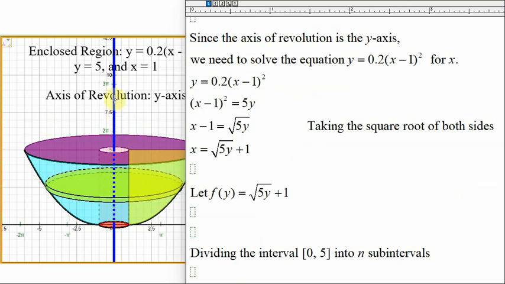Since the axis of revolution is the y-axis, we need to solve this equation here for x. Multiply both sides by 5, and we get (x minus 1) squared equal to 5y. Then take the square root of both sides. We get x minus 1 equal to the square root of 5y. And so x is equal to the square root of 5y plus 1. Let's rewrite this as f of y equal to the square root of 5y plus 1.